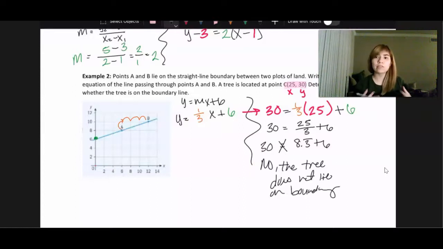Now there are other ways you could have solved it. You already have the equation, so you could graph this on your graphing calculator and see if the point (25, 30) exists on that line. You could also, knowing the equation, form a table of values on your calculator and see if at 25 it gives you 30. No matter what method you used, you would have figured out that this point does not exist on our line, therefore the tree does not lie on the boundary line. Moving on.